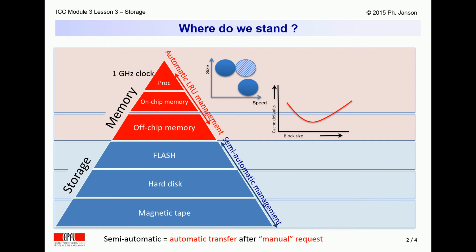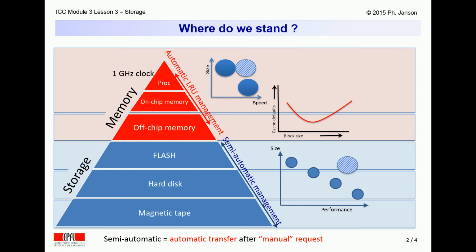Now, the present set of video clips will focus on the management of the lower levels of the storage hierarchy. This management is semi-automatic in that the migration of information between the levels is automatic based on the same locality and least recently used algorithm. But before it can happen, the computer must be told, in a sense manually, which information it will need to import next.